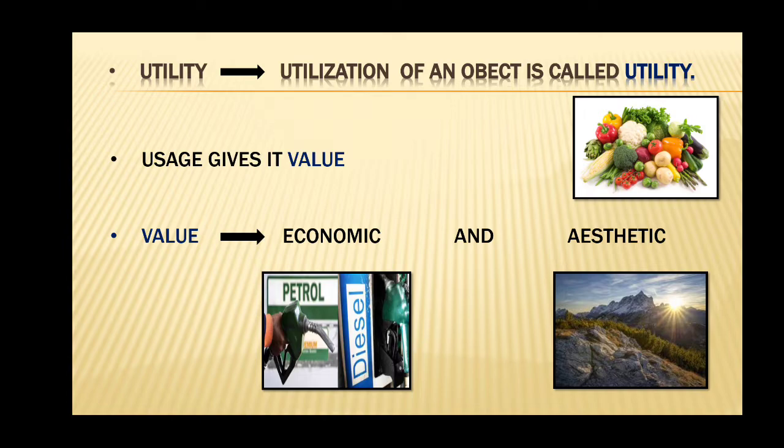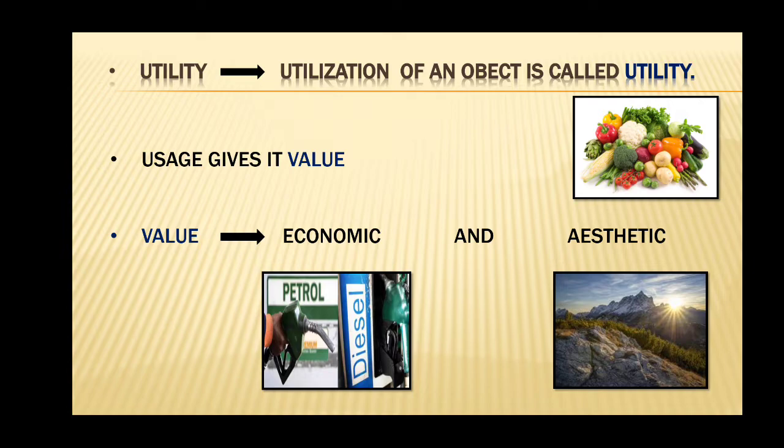Utilization of an object is called utility. For example, here I have given a picture. It is a vegetable picture. Suppose I'm buying a vegetable from the market and I'm going to prepare a dish. So that vegetable is a resource. That resource I'm going to make into another dish. So I'm utilizing that vegetable for my need, for preparing a dish for me to eat.